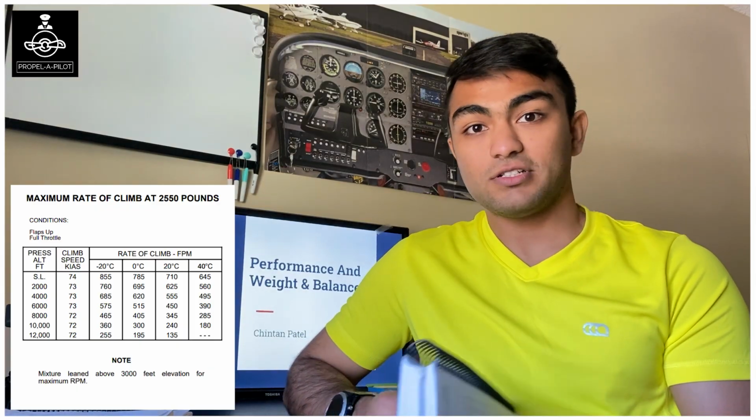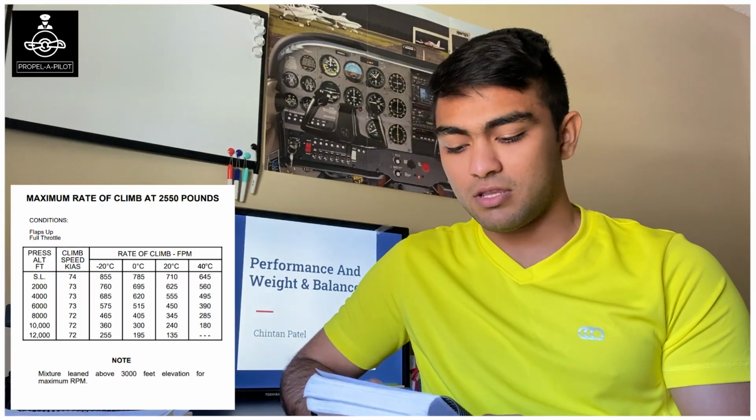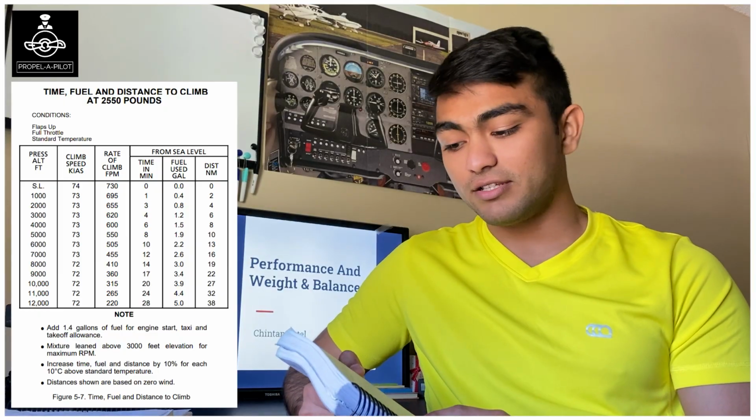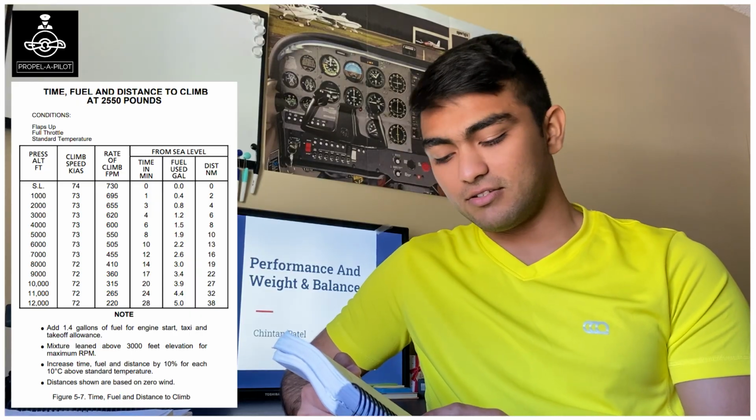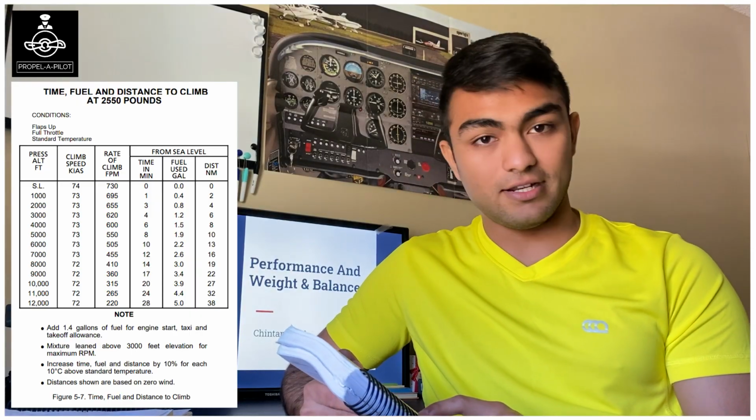That's it. That's pretty much the maximum rate of climb table. The next table is time, fuel and distance to climb at 2550 pounds again. Conditions: flaps up, full throttle, standard temperature.